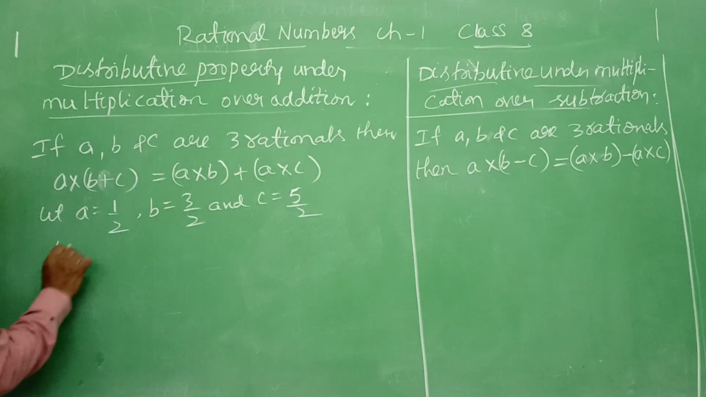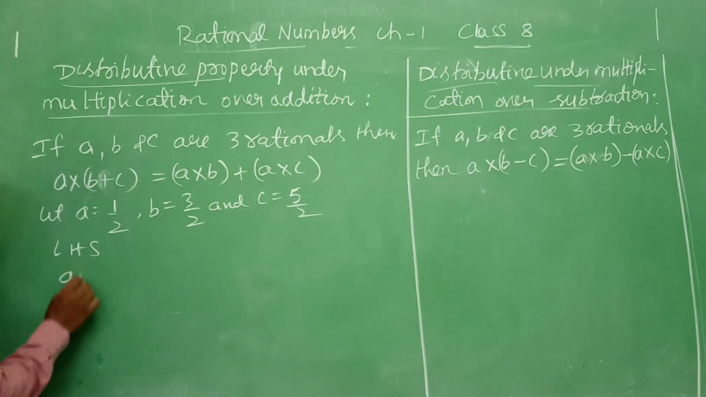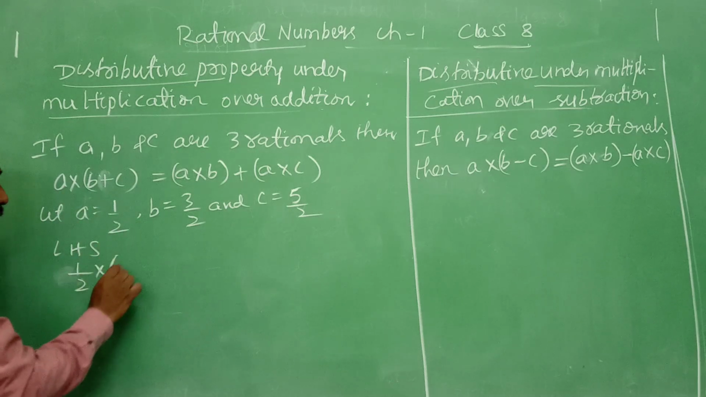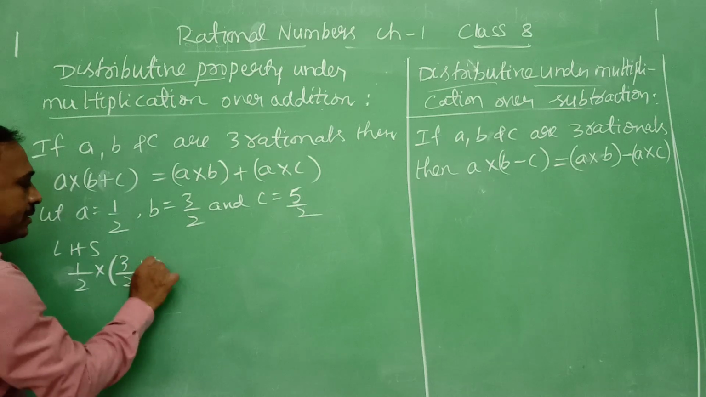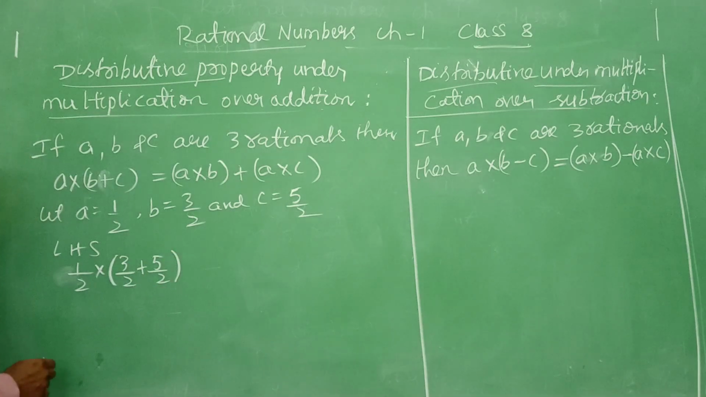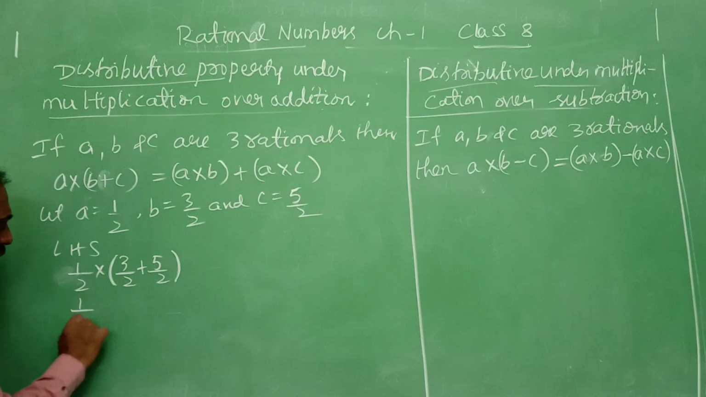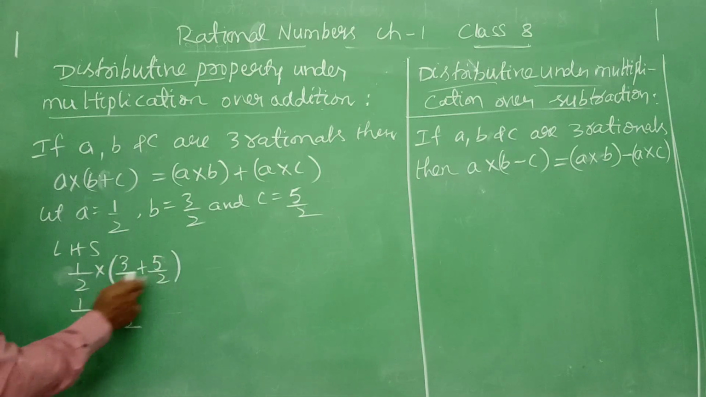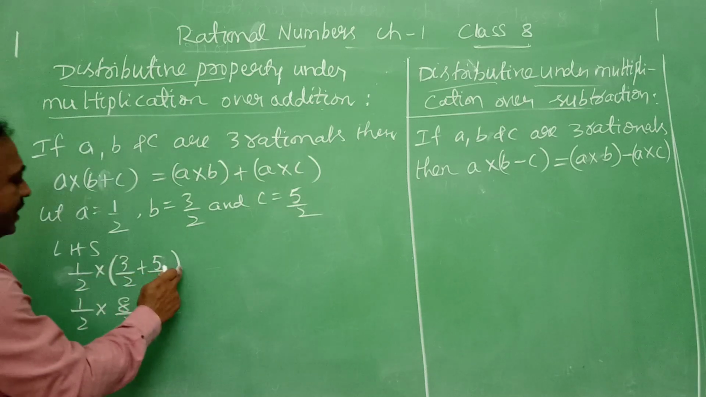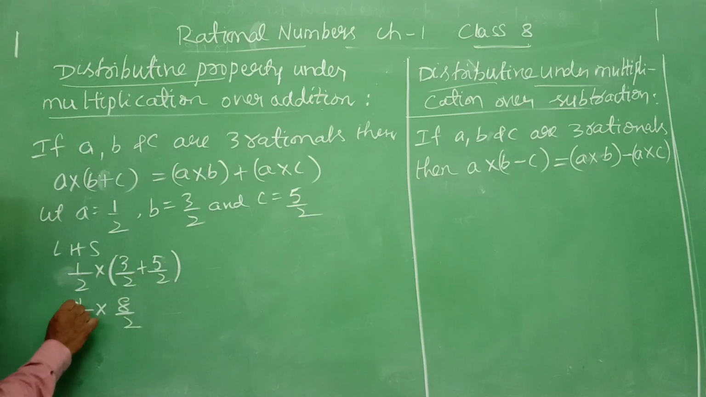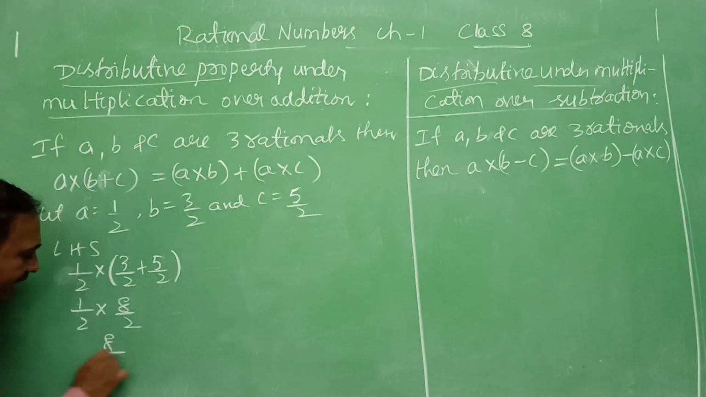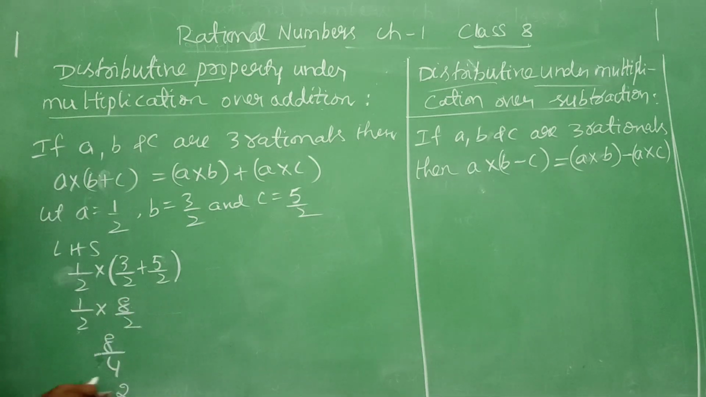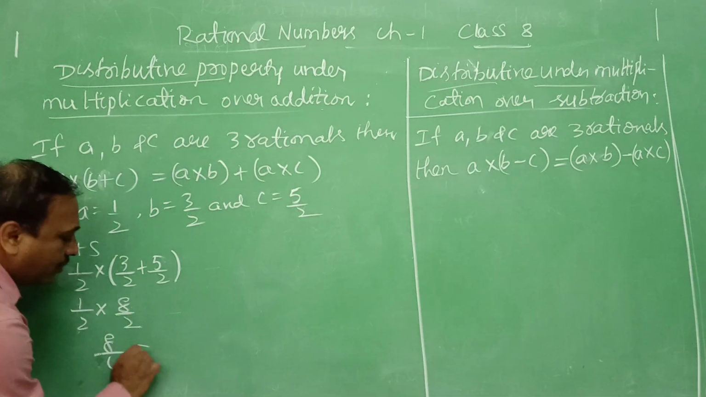So the LHS part, if you simplify, A into B plus C. So here A value 1 by 2 into 3 by 2 plus 5 by 2. This is the LHS part. So 1 by 2 into 3 plus 5, over 2. They are like fractions, like rationals. So 3 plus 5 is equal to 8 by 2. 1 into 8 by 2, 2 2s are 4, 8 by 4, which will give you the answer as 2.